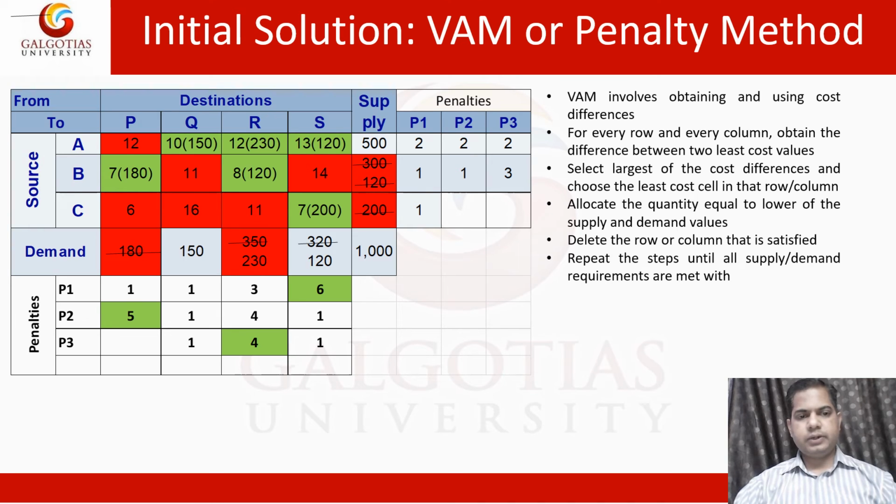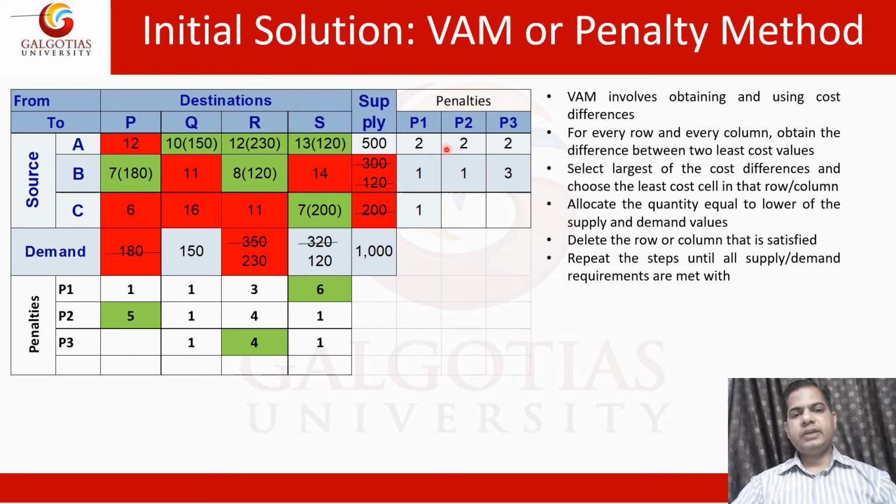Now the last but not the least method of this transportation problem to find out the initial basic feasible solution is VAM, that is, Vogel's approximation method or the penalty method. This method is mostly applicable because it also gives me the least cost out of all the methods. So the first step of the VAM method is obtaining the cost differences. That means we have to find out the penalties.